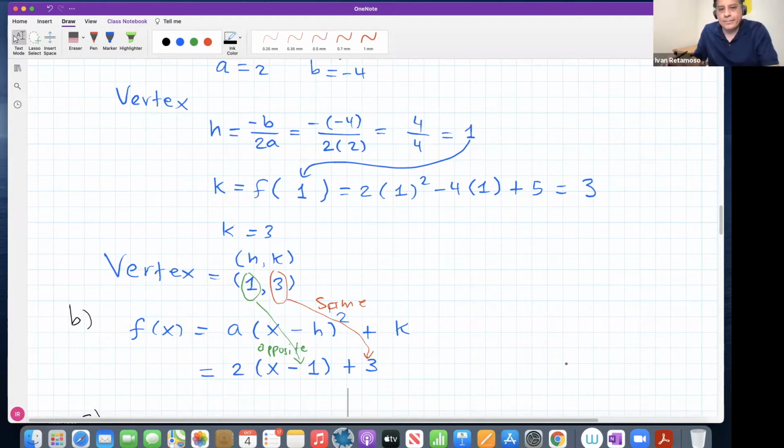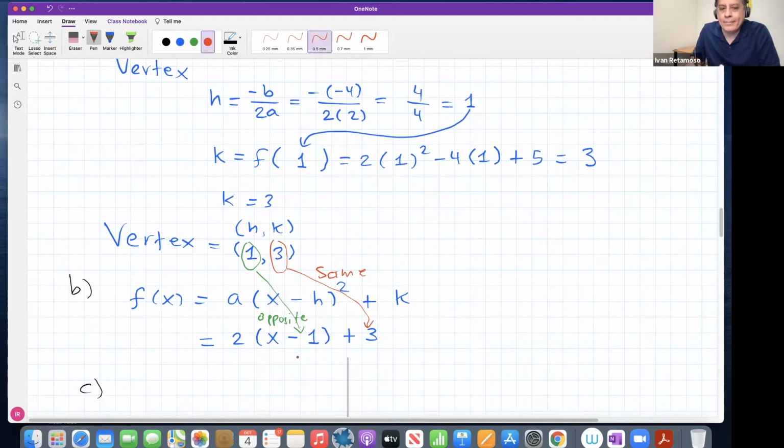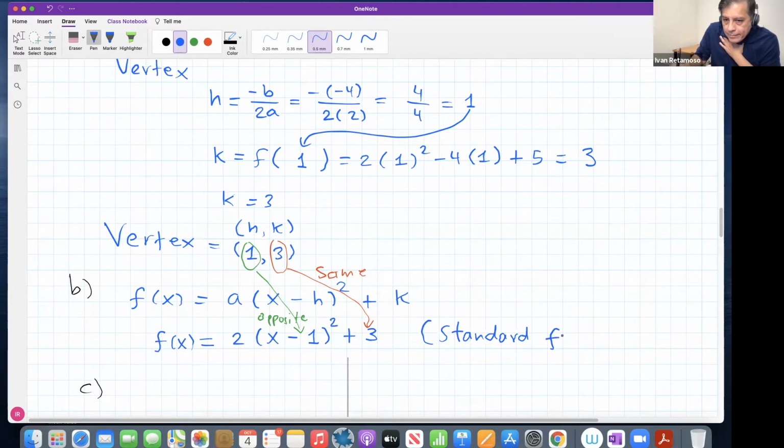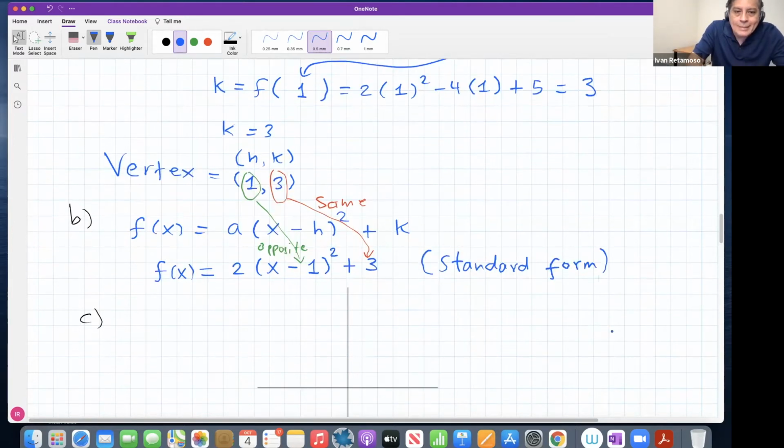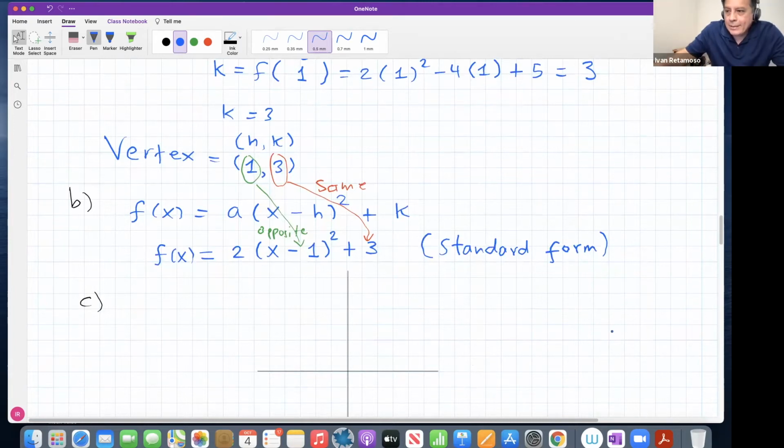Okay, great. So this is the equation of this quadratic function in standard form, right? Don't forget the 2 here, and the square. Very good. So now, this is the standard form. Now, they want the graph.